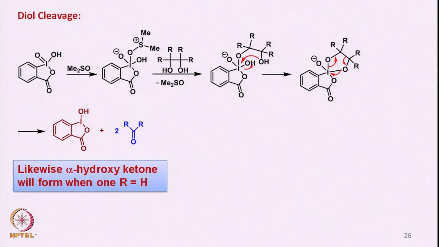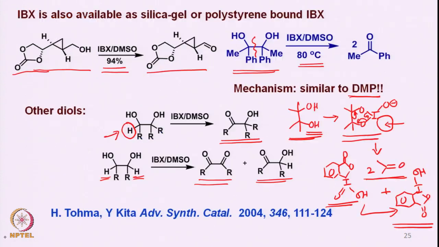Now, diketone, I just explained earlier how the diol cleavage takes place. But there is an important point that I need to mention here: in the case of DMP, the temperature generally does not need to be higher because solubility is not a problem, whereas in this case you have to use approximately 80 degrees temperature. So this is the difference.